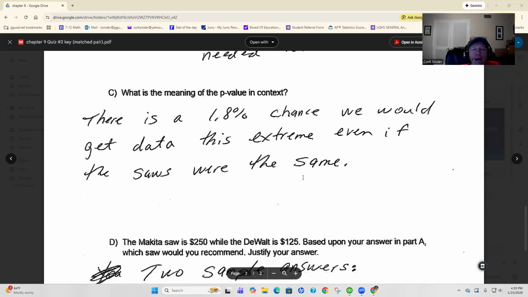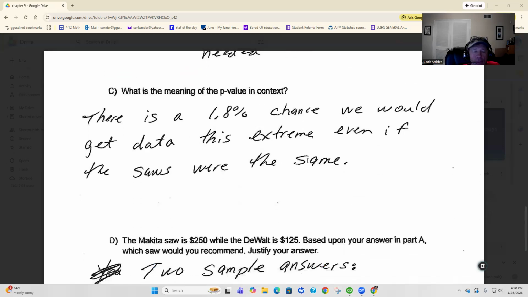What is the meaning of p-value in context? Okay, so there is a 1.8% chance we would get data this extreme, even if the saws were the same. So if the saws are the same, there's still a chance you would get that kind of data, but it's kind of unlikely. That's why you think that they're different.